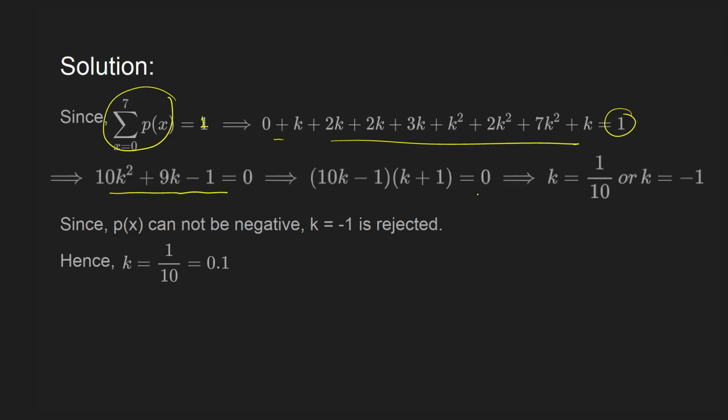And after solving this quadratic equation, the value of k will be equal to 1 by 10 and k is equal to minus 1. So we can see that probabilities can never be negative. So k is equal to minus 1 is not possible. So the value of k will be equal to 1 by 10, which is equal to 0.1.